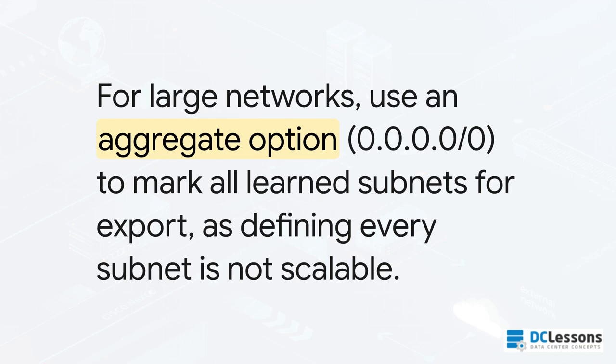Now, this is really important. This does not mean ACI advertises a default route out to its neighbors. All it means is that any transit route learned by the fabric will automatically match this policy and get marked for export. It's a match-all rule.